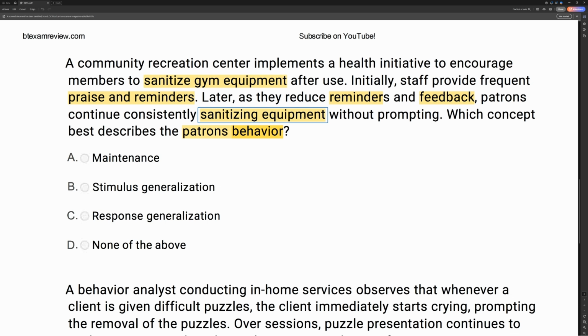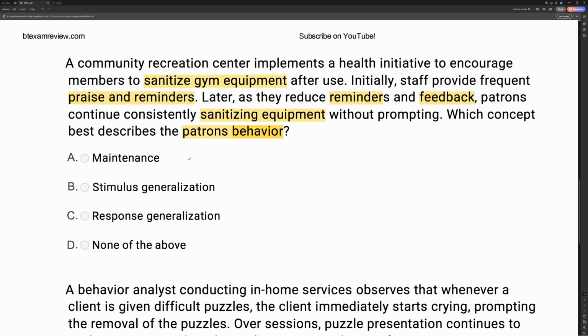Well, that's going to be maintenance, right? The patrons are maintaining the sanitizing behavior even without the prompting, even without the constant feedback and reinforcement. Maintenance is very important. We want skills to continue even if we're not explicitly reinforcing or teaching them. B, stimulus generalization, and C, response generalization. Maintenance is kind of a subset of generalization, but we're not talking stimulus or response generalization here.